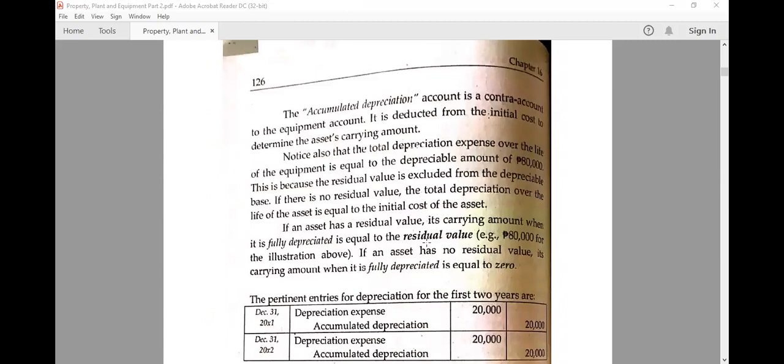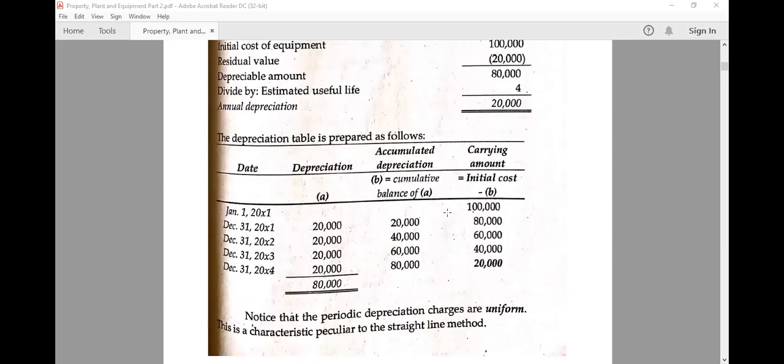Now we have to take note also that accumulated depreciation is a contra non-current asset account to property, plant, and equipment. And it shall be presented as a deduction from the cost of property, plant, and equipment items to get the book value or net book value or carrying value. Also, it's very important to take note that we go back to the table that at the end of the 4 years, the residual value is here. It is at 20,000 pesos. All right.